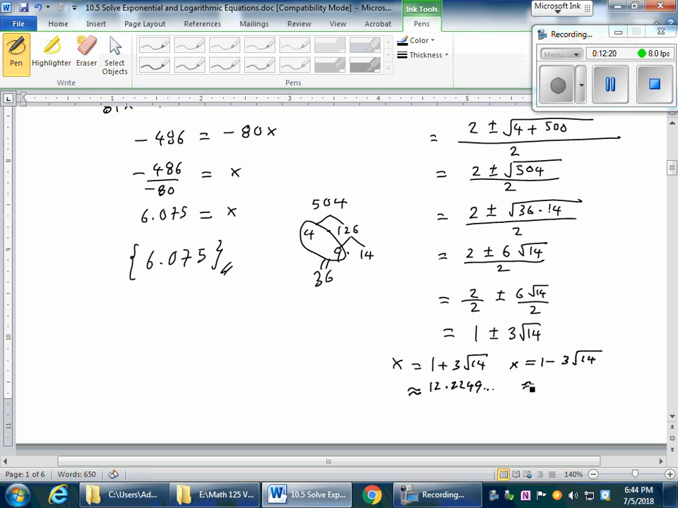And the next one is x is equal to 1 minus 3 square root of 14. That approximately, this should give me a negative number because the square root of 14 times 3 is a negative number, right? And then what?